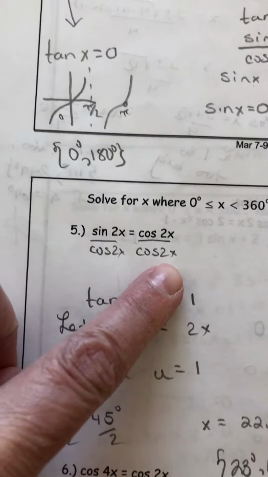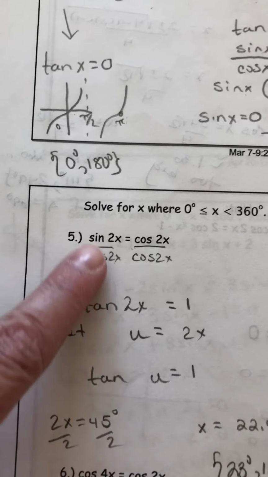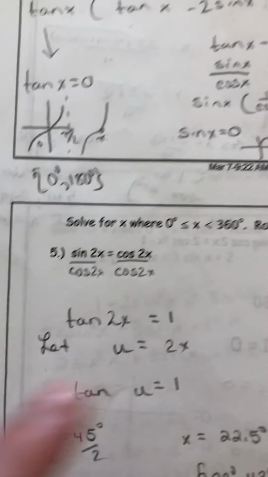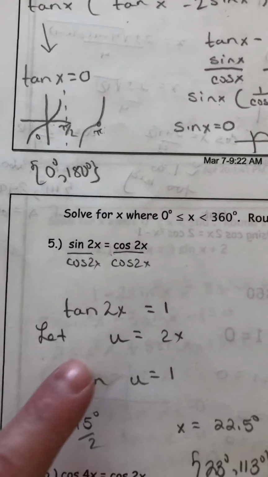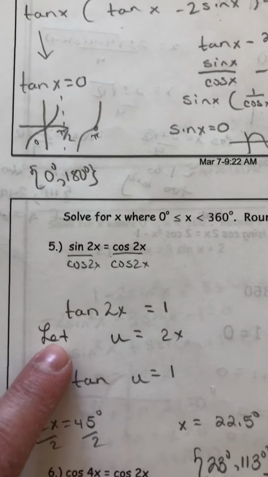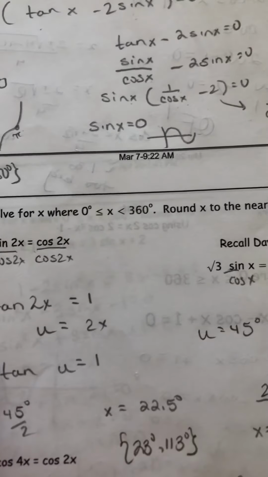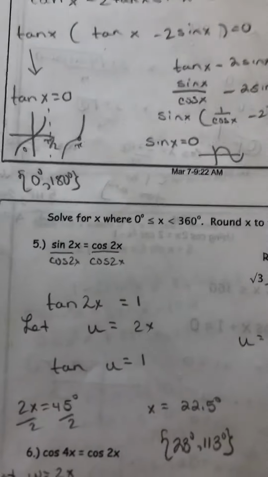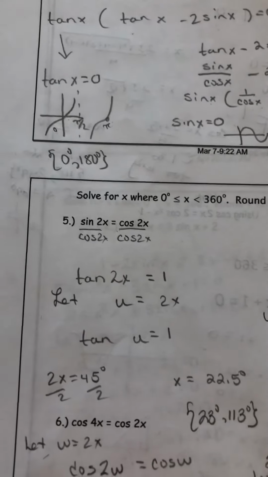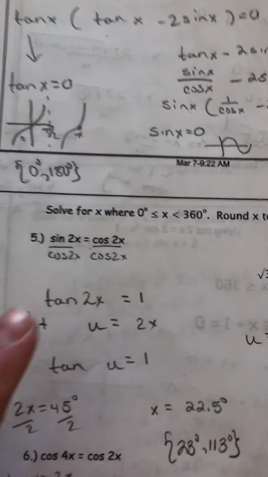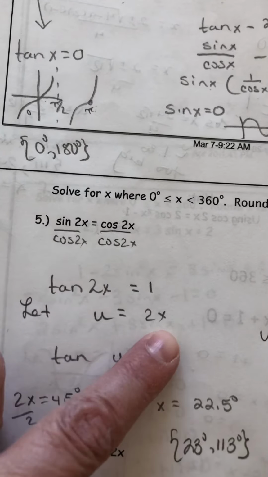So divide both sides by cosine double angle, you create tan double angle equals 1. Now I don't know what to do at this point other than a let statement. In calculus, we often call this the U substitution. So those of you who go on taking IB Math 2 or calculus, you'll hear lots of U substitution. So I'm going to let U be 2x.